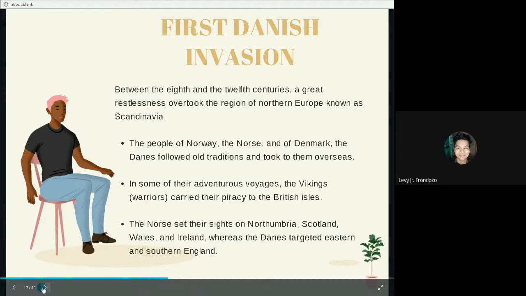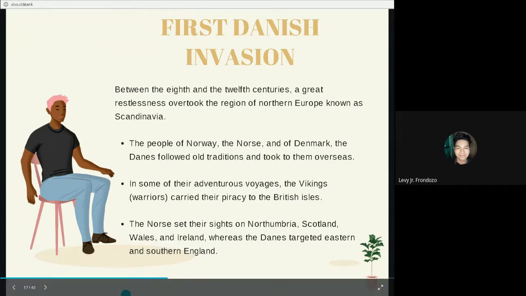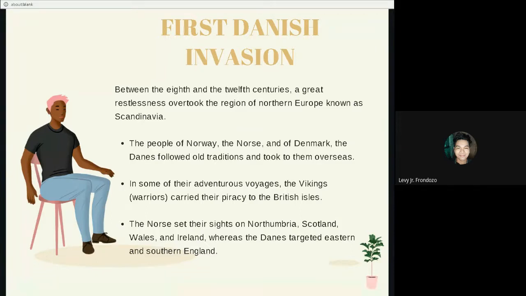So if you're wondering about Vikings, it was already mentioned during our mythology class when we were in first year. The Vikings are referred to as pirates and traders who raided and settled in many parts of Northwestern Europe. Next.